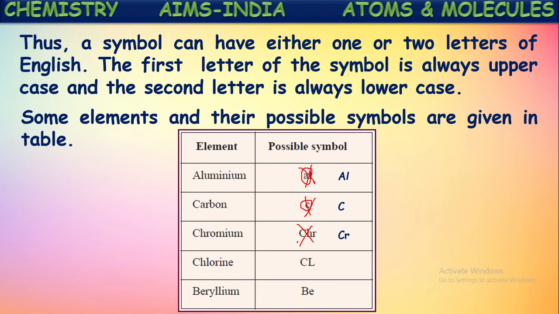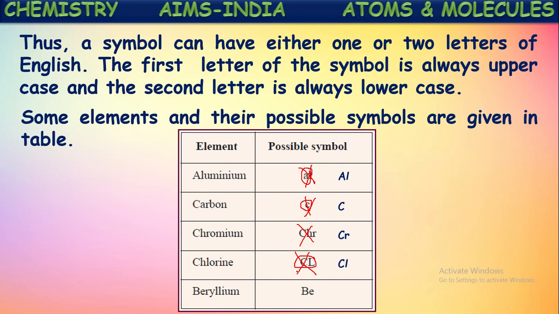Next, chlorine. If we see chlorine, it also has the starting letter C, and along with the first letter, the second prominent letter L is also taken into the symbol. Now the symbol becomes Cl. But if you observe the symbol given here, both the letters are in uppercase, which is also an incorrect way of symbol representation. What will be the correct symbol for chlorine? Capital C, small l.